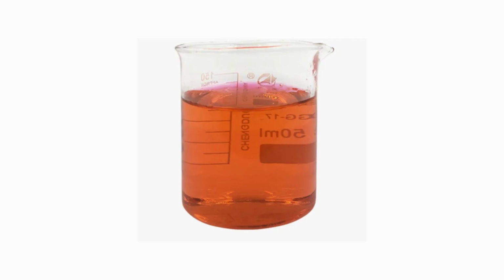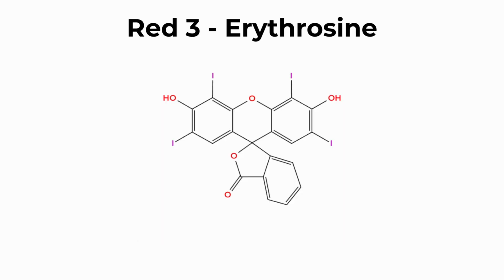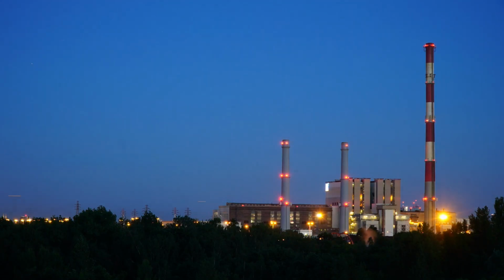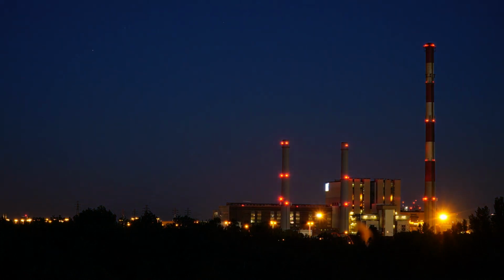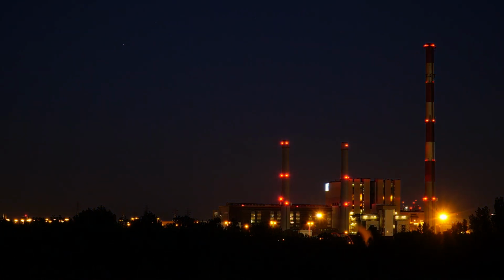The overall structure of Red 3 is relatively stable due to the iodine atoms and the conjugated system of bonds in the aromatic rings. This stability makes it a durable dye that resists degradation under standard conditions, which is a significant advantage in both food and cosmetic formulations.